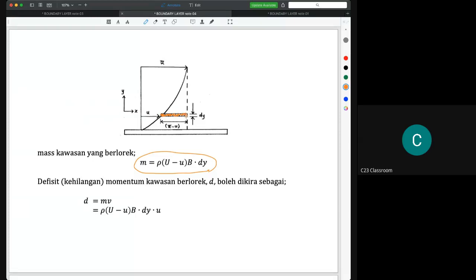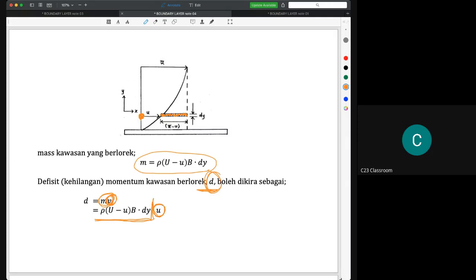Okay, and then we could say that the momentum loss for the shaded area, with a small d here, can be calculated by using the idea of m times v, where m is mass and v is velocity. So, mass is already calculated previously. So, we get it is equal to rho (U minus u) b dy. And then we need to multiply with velocity. So please remember here, the velocity is actually the velocity of the molecule. So the velocity here must be written as small u, the local velocity.